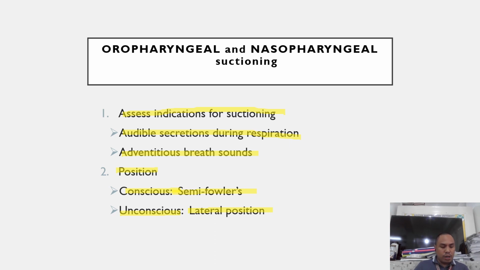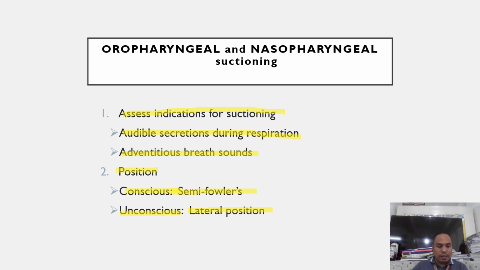We all know the positions: for a conscious client who has a functional gag reflex, the semi-Fowler's position with the head turned to one side for oral suctioning, or with the neck hyperextended for nasal suctioning. The rationale there is that these positions facilitate the insertion of the catheter and help prevent aspiration of secretions. While for the unconscious client, the lateral position, facing you.